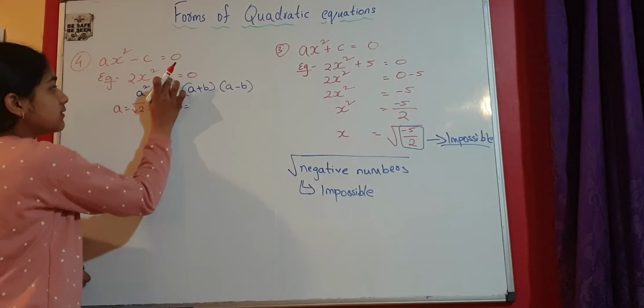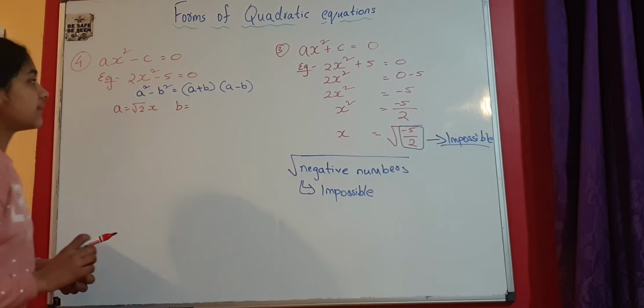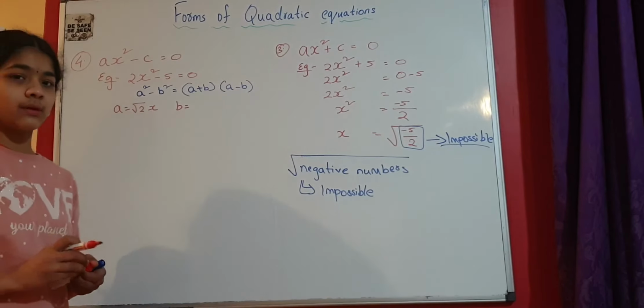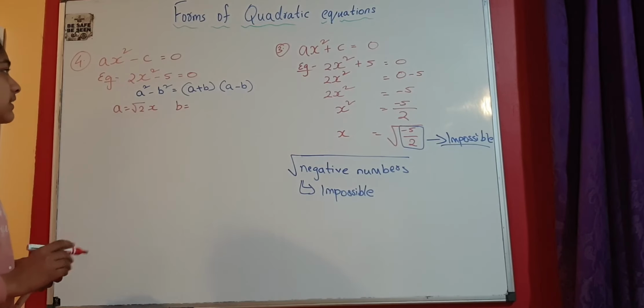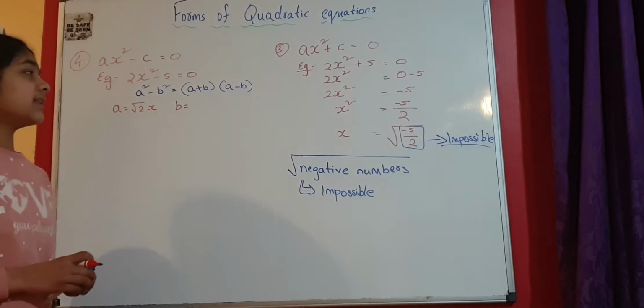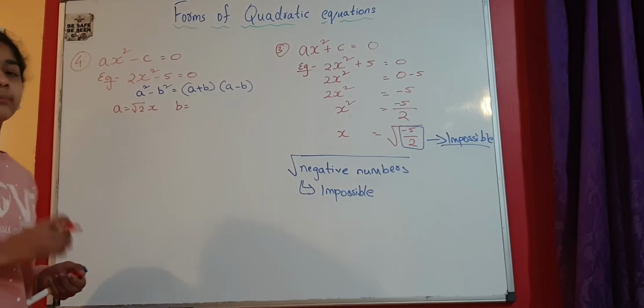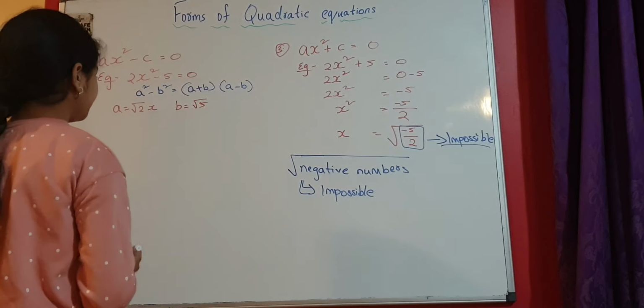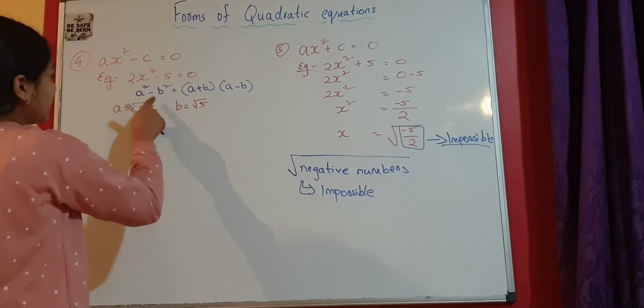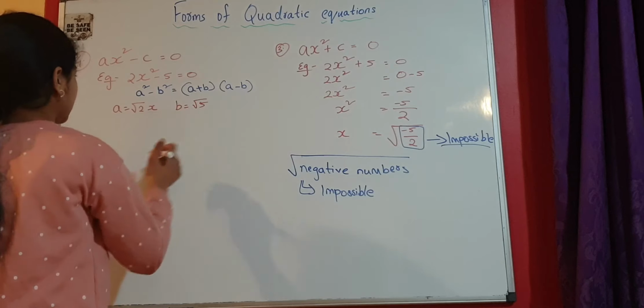Now 5 is not a perfect square number like 4, where the square root of 4 is 2. The square root of 5 has a value, but it's not a perfect square number. So what can we do? Square root of 5. So a square minus b square is equal to a plus b into a minus b.